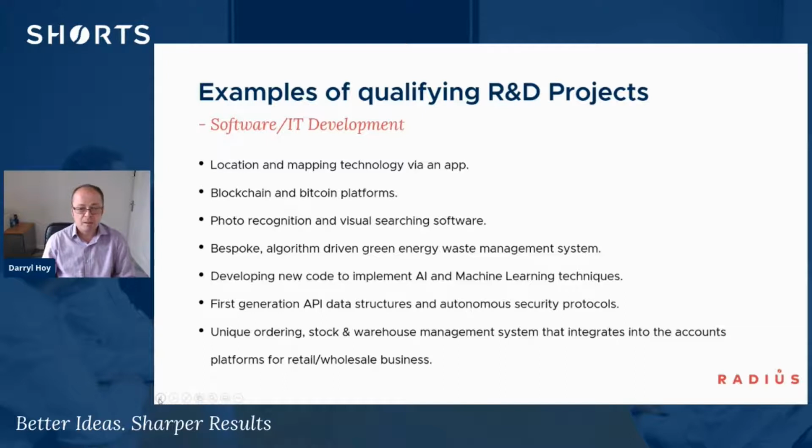technology. First generation API data structures, and again, integration of different APIs, multiple APIs, often involves some quite tricky bespoke coding, and unique ordering, again, stock warehouse management systems. We're also seeing quite some development in sports venue platforms, where it's involving all the security protocols, particularly with COVID at the minute, and introducing a digital process to pull all those different regulations together so it can all be recorded in a really streamlined manner.